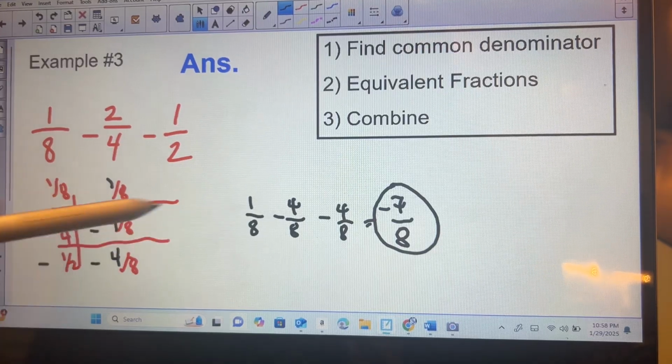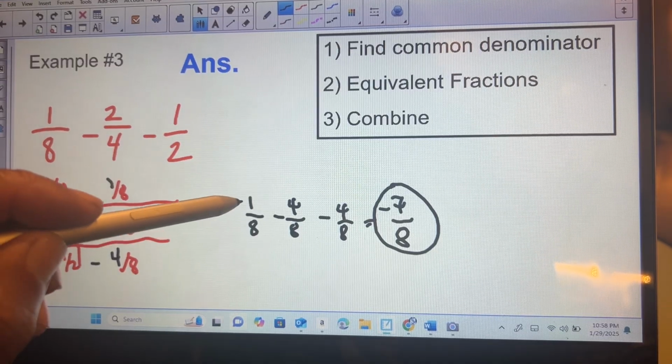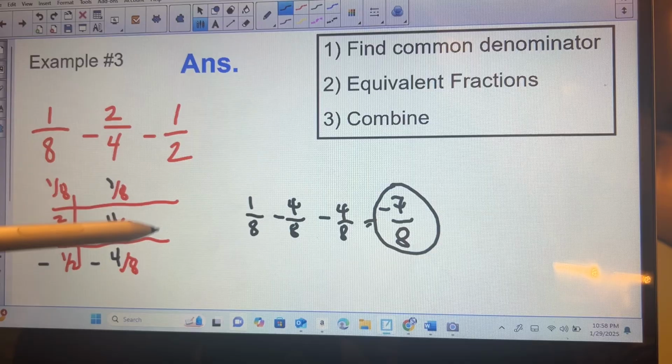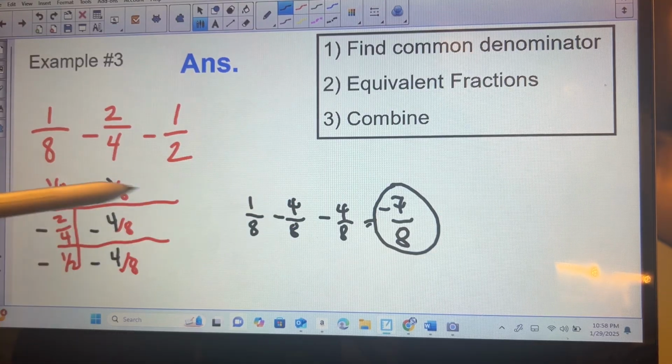So writing new fractions with the same denominator, we're going to take a positive 1/8 minus 4/8 minus 4/8. If I take 1/8 minus 4/8, I get negative 3/8. Negative 3/8 minus 4/8 gives me negative 7/8.